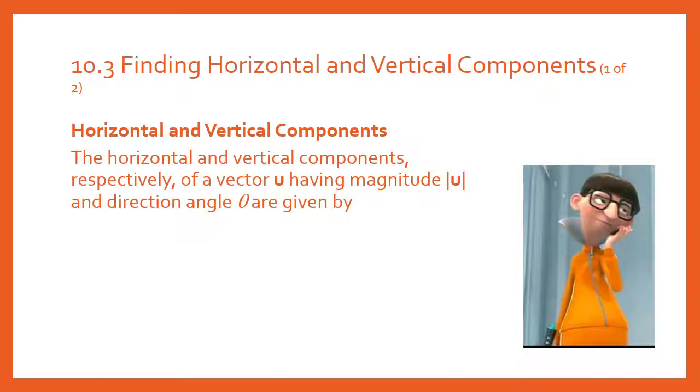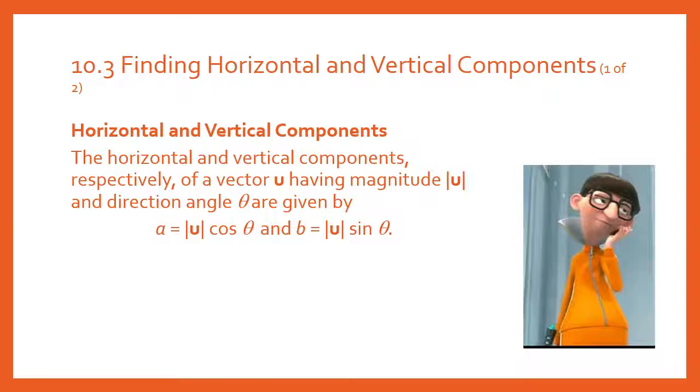Okay, finding our horizontal and vertical components. The horizontal and vertical components, respectively, of vector u having a magnitude of u and direction angle theta are given by a equals the magnitude of u times the cosine theta, and b equals the magnitude of u times the sine theta.